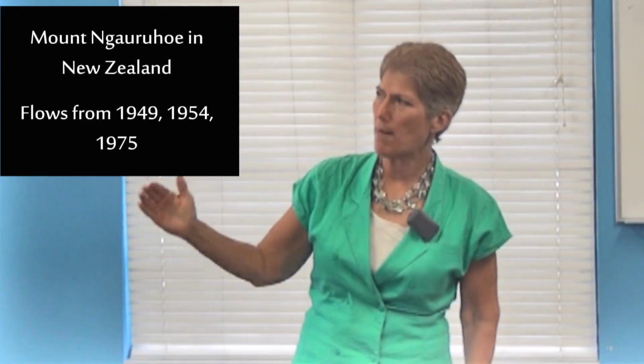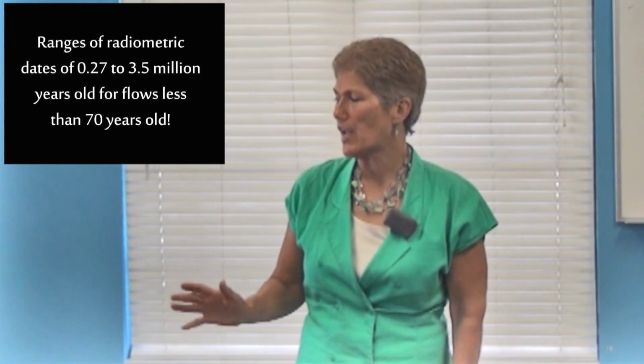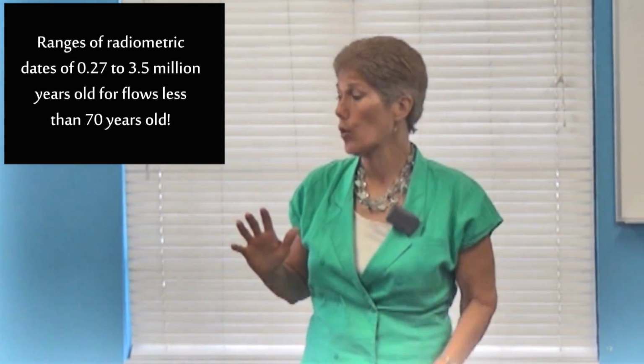In New Zealand, I'm not going to try to say that mountain's name, but in that mountain, they had flows in 1949, 54, and 1975, all within the last 100 years, and yet those flows were dated between 250,000 to 3.5 million years old by radiometric dating. That clock is broken too, isn't it? And so, basically, people get all excited about radiometric dating and say, well, but they've proven the Earth is old. No, they haven't.